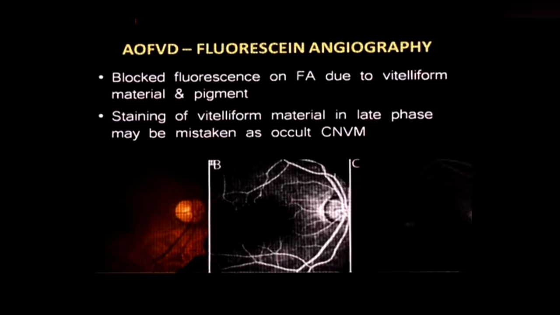Going on to fluorescein angiography, there are 2 broad patterns which you will see. One is in the early phase where there is block fluorescence. This is attributed to the vitelliform lesions, and subsequently there is staining. Now, this staining is of importance because on one hand, it can be mistaken as an occult choroidal neovascular membrane, and at the same time, you may actually miss a choroidal neovascular membrane if it is present, because you may say that it is staining of the vitelliform lesion.